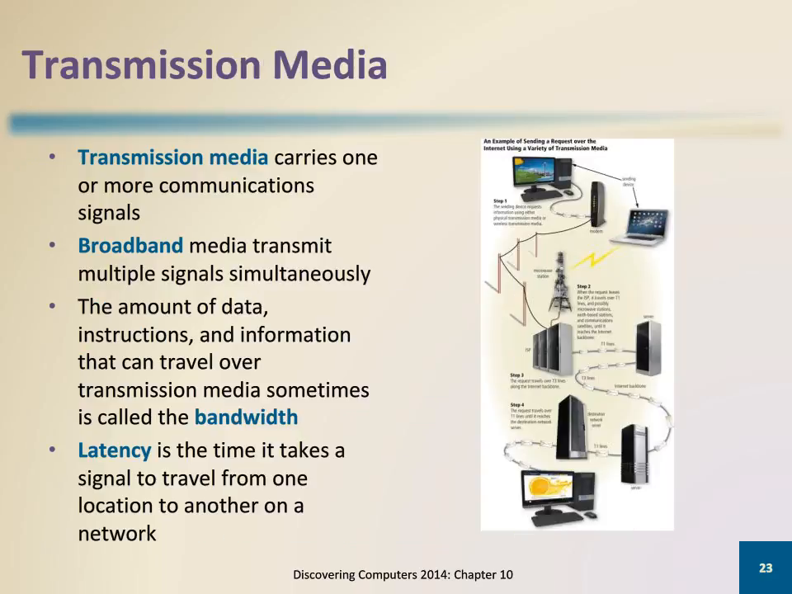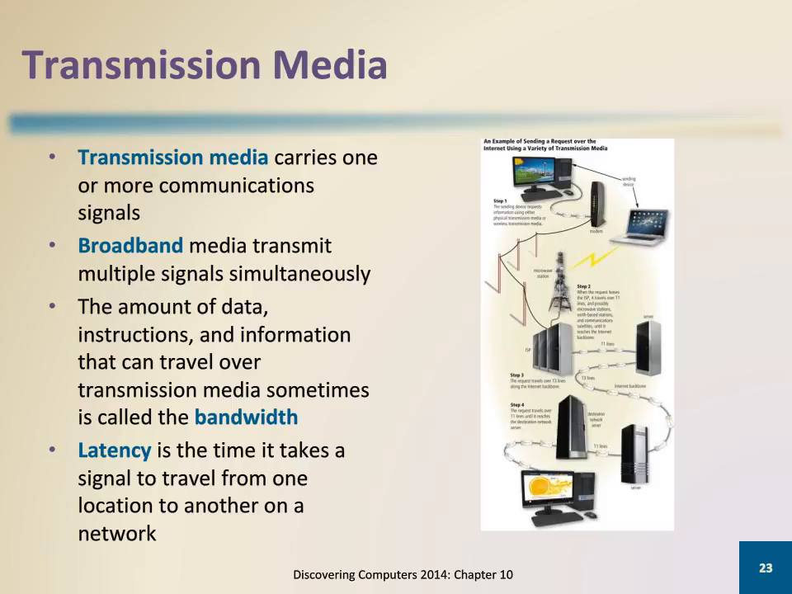Transmission media consist of materials or substances capable of carrying one or more communication signals. When you send data from a computer or mobile device, the signal that carries the data may travel over various transmission media. Broadband media transmit multiple signals simultaneously. The amount of data, instructions, and information that can travel over transmission media sometimes is called the bandwidth. The higher the bandwidth, the more data transmitted.